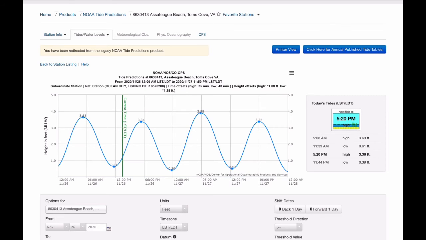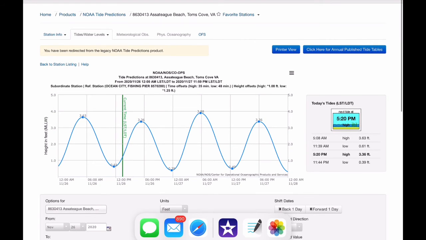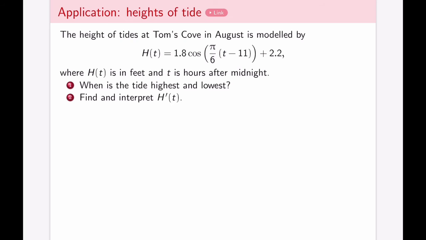So I took some of the data points and I came up by hand with a function that represents the tide heights of this place fairly closely.